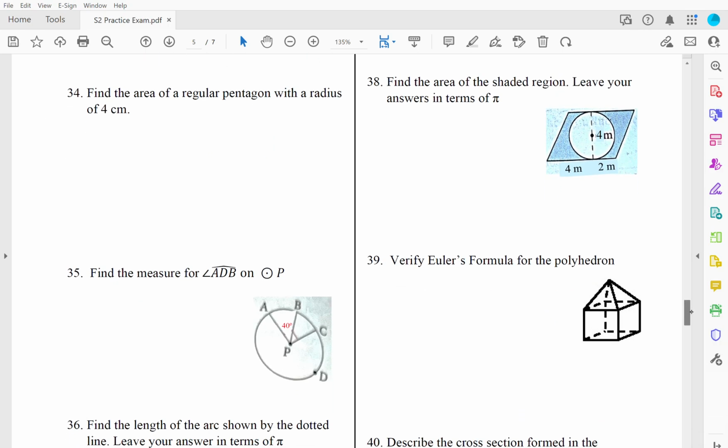Alright, now, next one, find the area of a regular pentagon with a radius of 4. Alright, this isn't giving you a picture of the pentagon. Radius is from the center to the edge. So again, we pull out a triangle. That is 4. Our angle is 360 divided by 5, and that divided by 2, which makes 10. So 360 divided by 10 gives us 36-degree angle at the top.